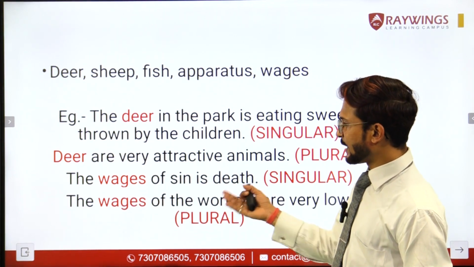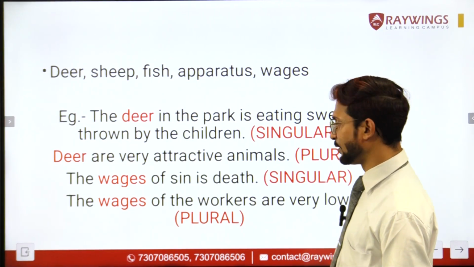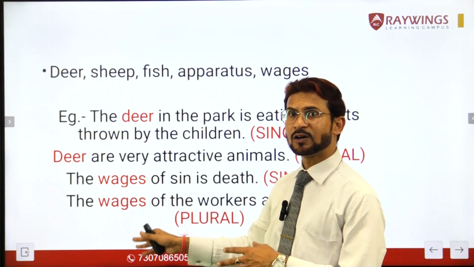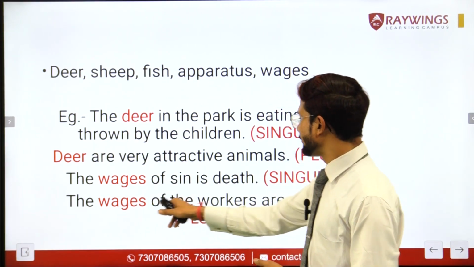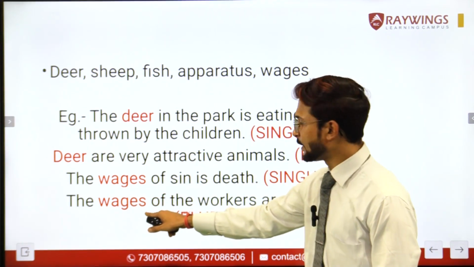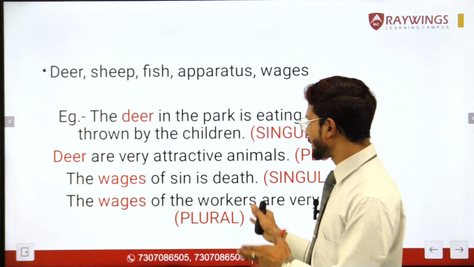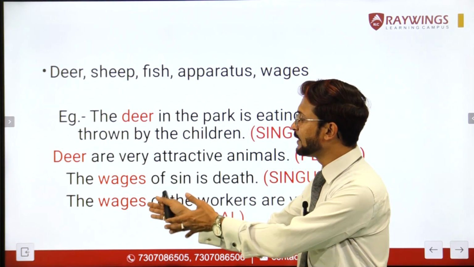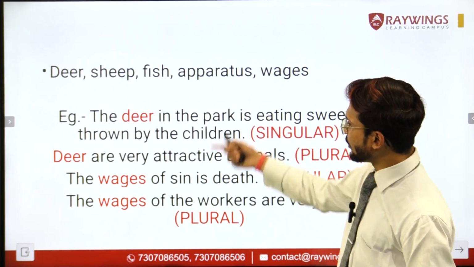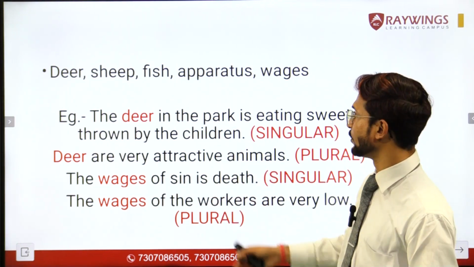We'll have a look at one more example here with the same word. We say that the wages of the workers are very low. Now, here wages refers to salary or remuneration, right? So the wages of the workers are very low. That means it is acting as a plural noun because it is talking about multiple workers. It is not talking about just one worker, right? So when it is talking about multiple workers, we will talk about wages in a plural sense. Got it? Now it must be clear how these words can be used in the singular form as well as in the plural form.